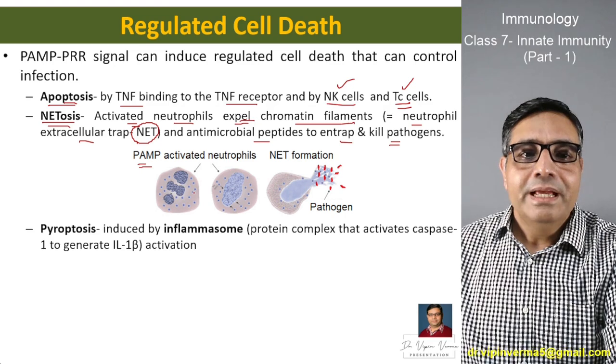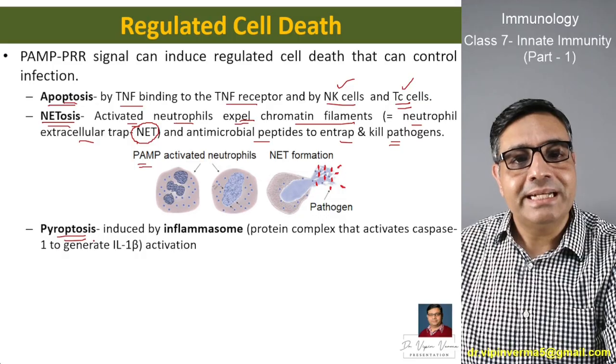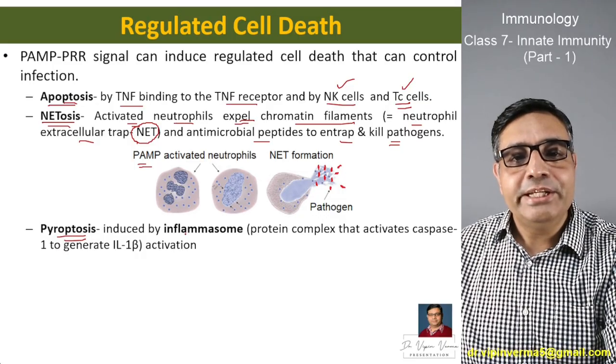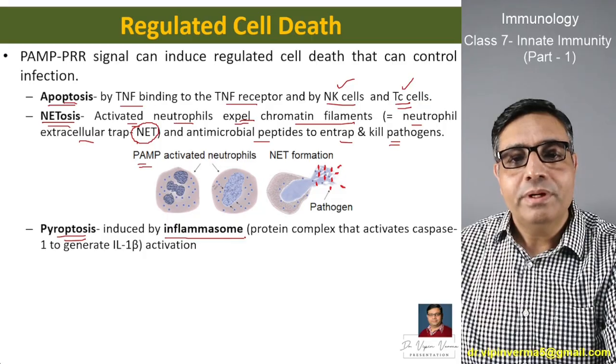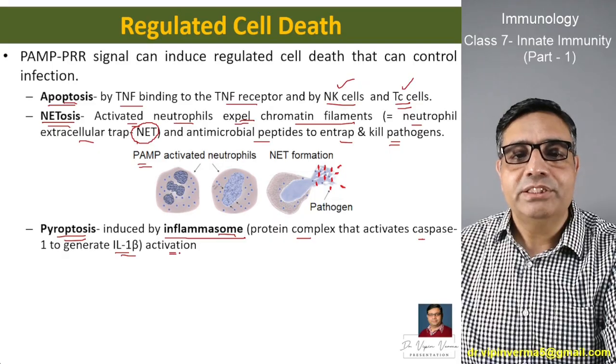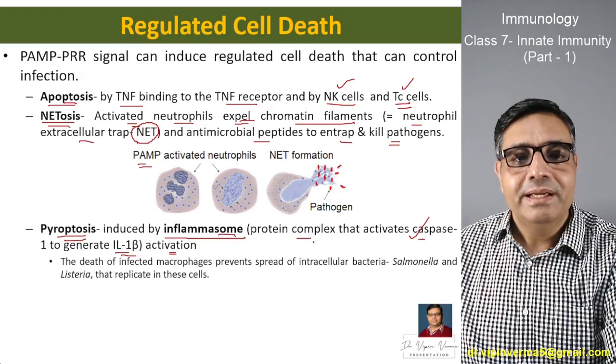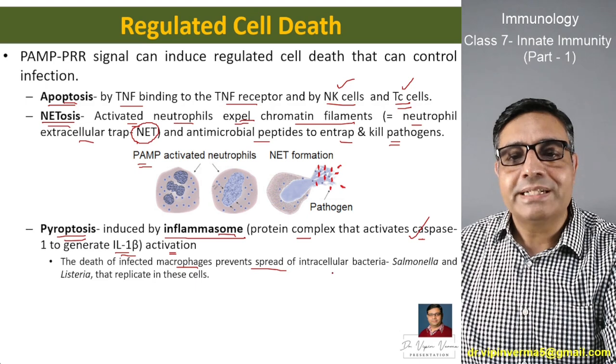Okay, then we have pyroptosis, the third kind of regulated cell death. Pyroptosis is induced by inflammasomes, which are protein complexes that activate caspase 1 to generate IL-1 beta activation. Now, caspase 1, you remember that it's a part of apoptosis, right? The death of the infected macrophages prevents spread of intracellular bacteria, Salmonella and Listeria, that replicate in these cells.